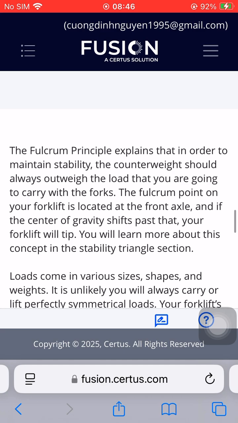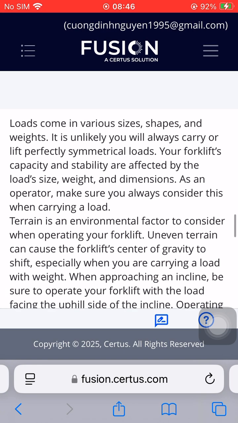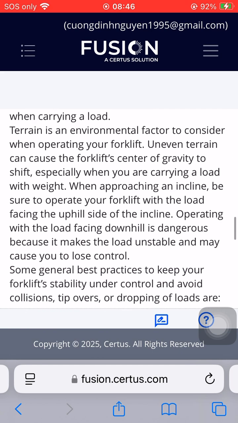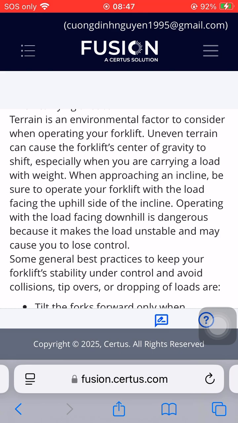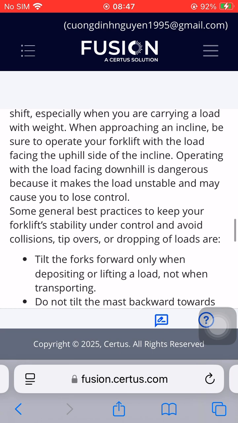Terrain is an environmental factor to consider when operating your forklift. Uneven terrain can cause the forklift's center of gravity to shift, especially when you are carrying a load with weight. When approaching an incline, be sure to operate your forklift with the load facing the uphill side of the incline. Operating with the load facing downhill is dangerous because it makes the load unstable and may cause you to lose control.